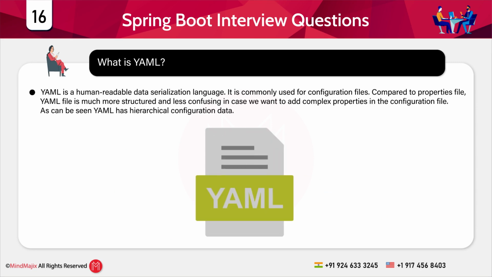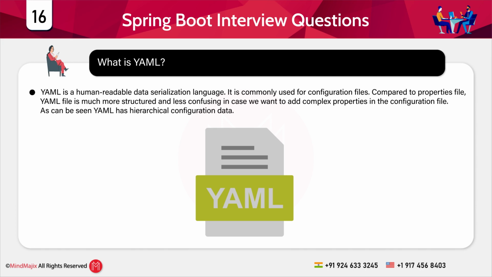YAML is basically a human readable data serialization language. It is commonly used for configuration files. Compared to a properties file, a YAML file is much more structured and less confusing when we want to add complex properties in the configuration file. As can be seen, YAML is just like hierarchical configuration data.